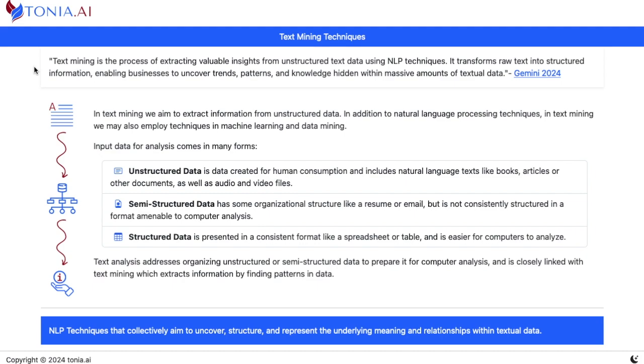Input data for analysis can come in many forms: unstructured data, semi-structured data, and structured data. In unstructured data, this is text that is created for human consumption. It includes natural language texts like books, articles, or other documents, as well as audio and video files.